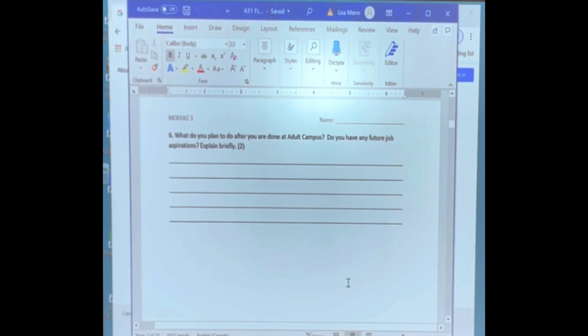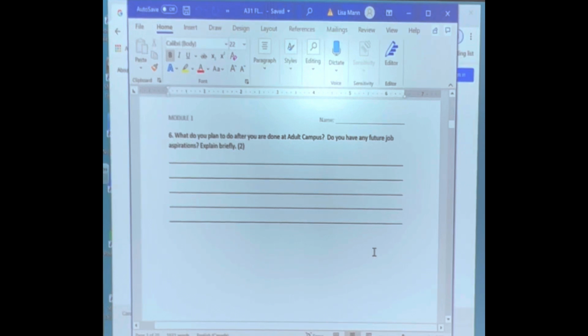Number 6, this is an important one. What do you plan to do after you are done at Adult Campus? Do you have any future job aspirations? So perhaps you are already working a part-time or a full-time job right now, or maybe even more than one job. So is this a job that you want to keep into your future, or is this a job that you are just working at right now?